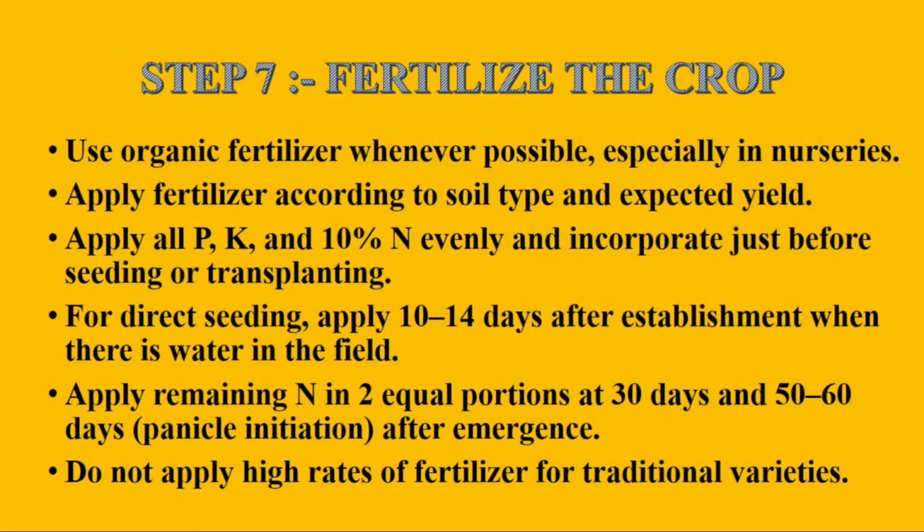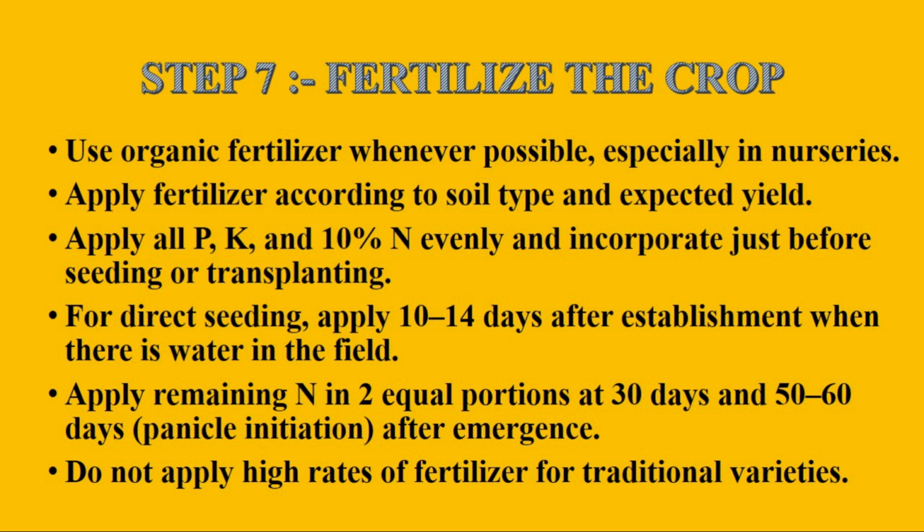Step number 7. Fertilize the crop. Most soils provide only a limited amount of nutrients to the crop. Therefore, fertilizers need to be applied to increase grain yield. In some cases, fertilizers are also added to improve the soil physical condition. For efficient fertilizer use, use organic fertilizers like manure, compost, straw, husk, plant leaves whenever possible, especially in the nursery. Apply fertilizers according to soil type and expected yield.